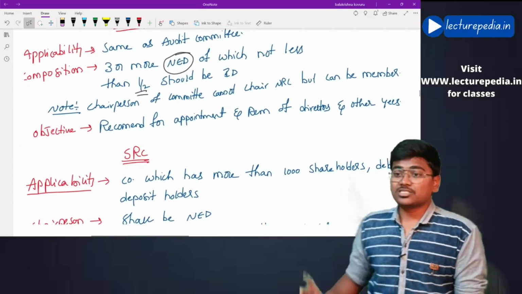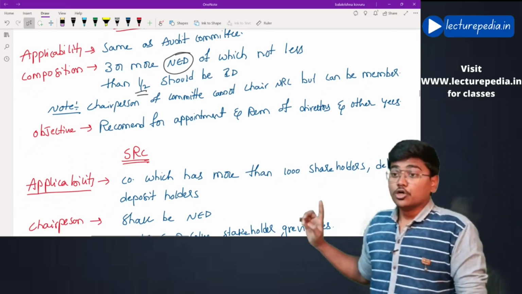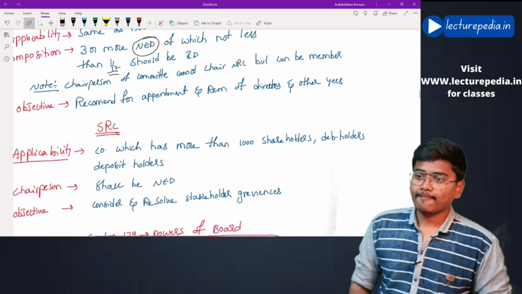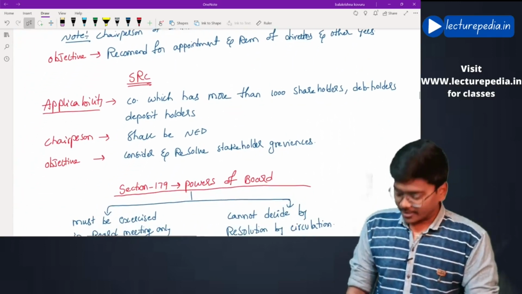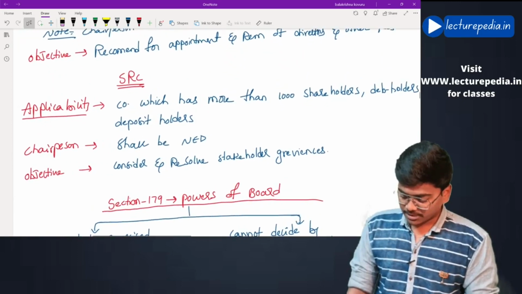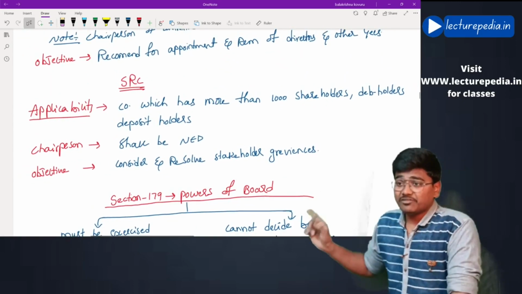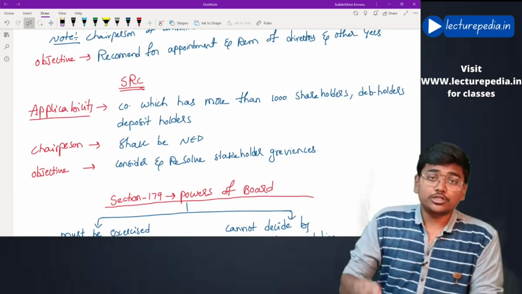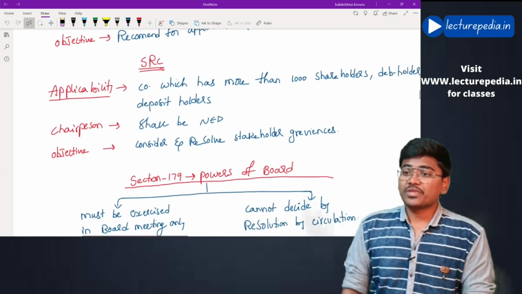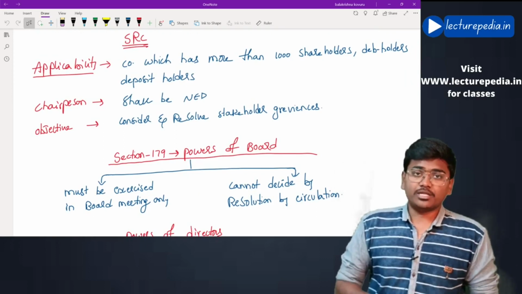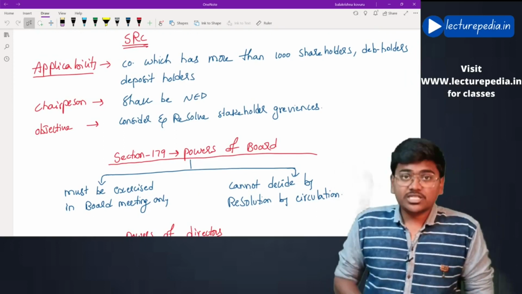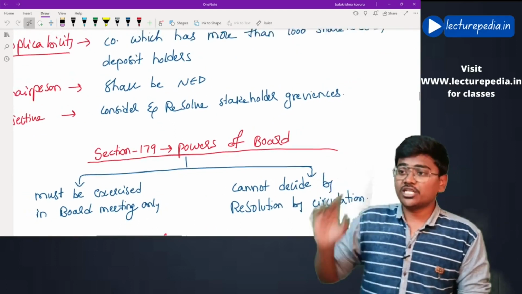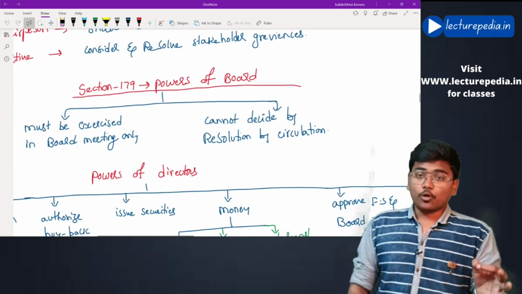Hope that is clear. Next, the objective of the nomination and remuneration committee is to recommend the appointment and remuneration of directors and other top level employees. That would be regarding the nomination and remuneration committee. Moving to the stakeholder relationship committee. Applicability: a company which has more than 1000 shareholders, debenture holders or deposit holders must constitute this committee. The chairperson must be a non-executive director, and the objective of this committee is to consider and resolve the grievances of stakeholders. That would be section number 178.